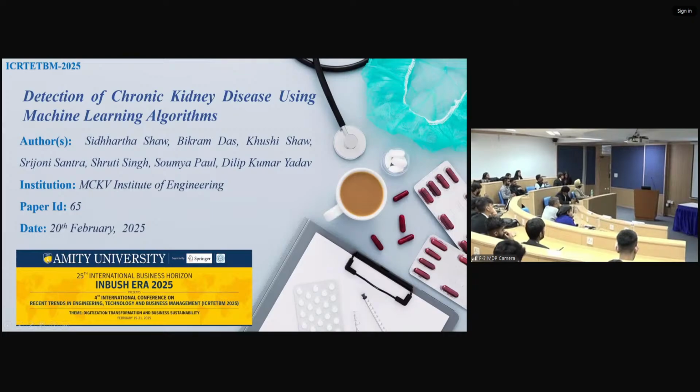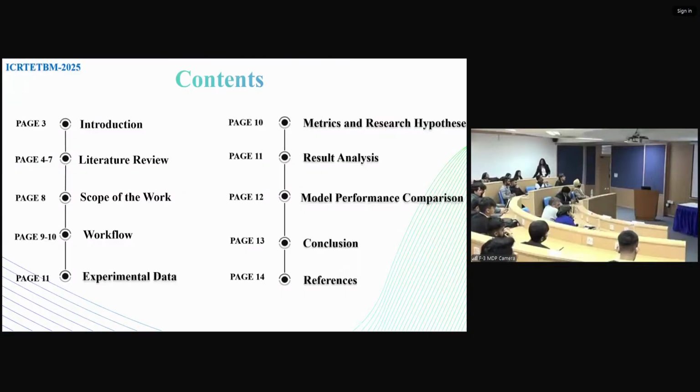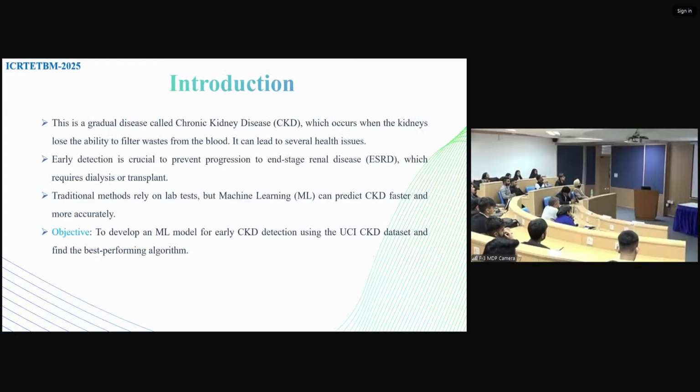Good afternoon, all. My topic is detection of chronic kidney disease using machine learning algorithm. My paper ID is 65. The introduction. Chronic kidney disease is a gradual disease which occurs when the kidney loses the ability to filter waste from the blood. It can lead to several health issues. The traditional methods rely on lab tests, but machine learning can change the future. It can predict CKD way faster than any other lab test. Our objective is to build an ML model for early detection of chronic kidney disease using the UCI CKD dataset and find the best possible performing algorithm.